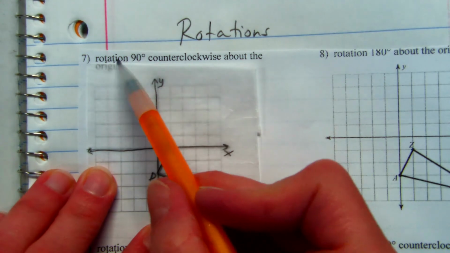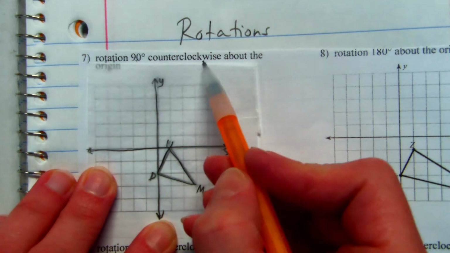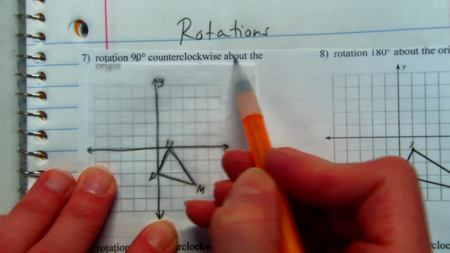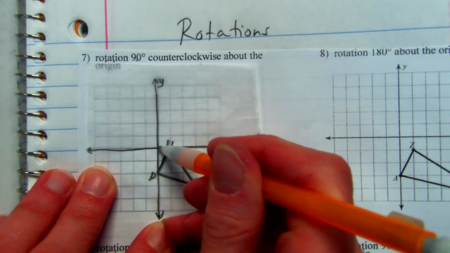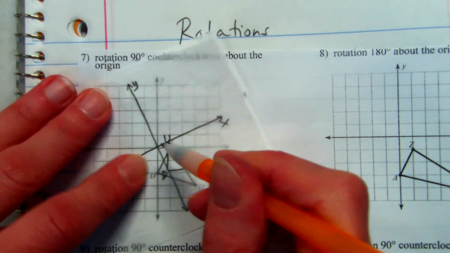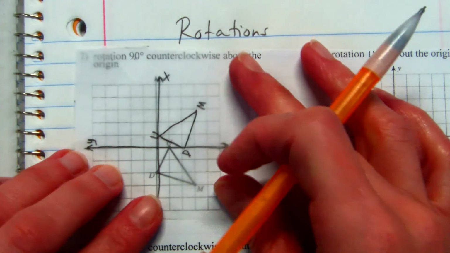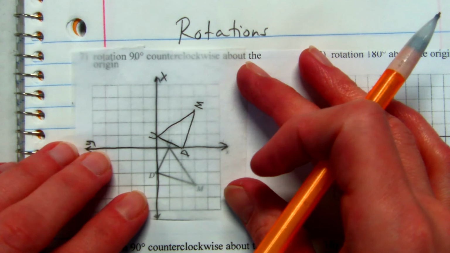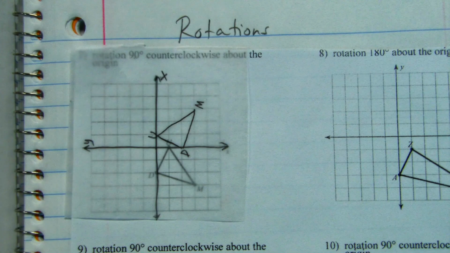So it says we're going to do a rotation 90 degrees counterclockwise about the origin. So 90 degrees is just going over one quadrant. Counterclockwise would be this way. It's like backwards from the way a clock goes. And all we're going to do is line that back up with the axes and tape it down.